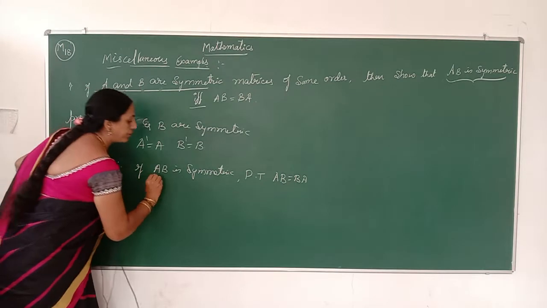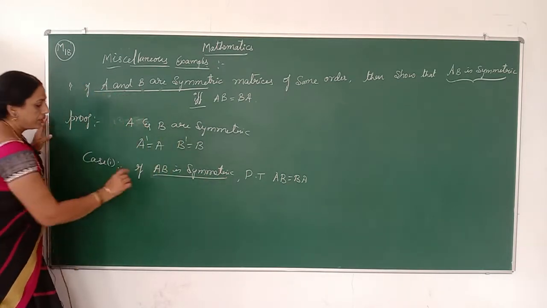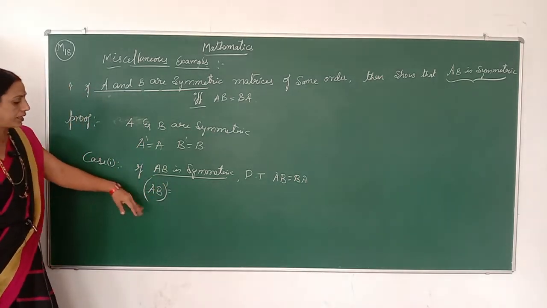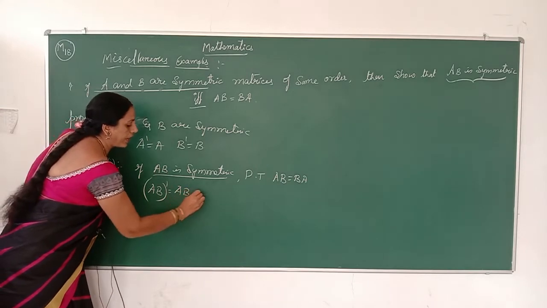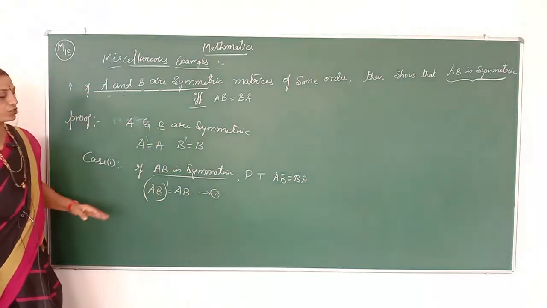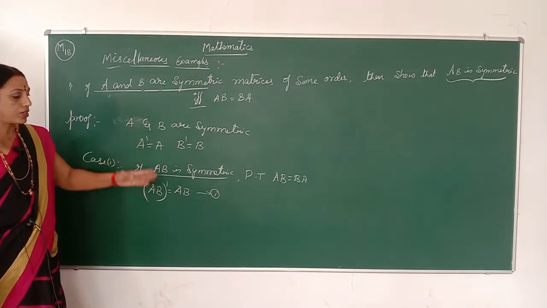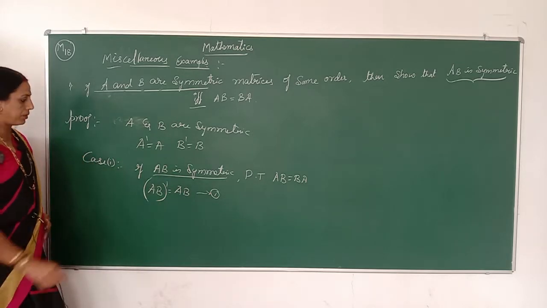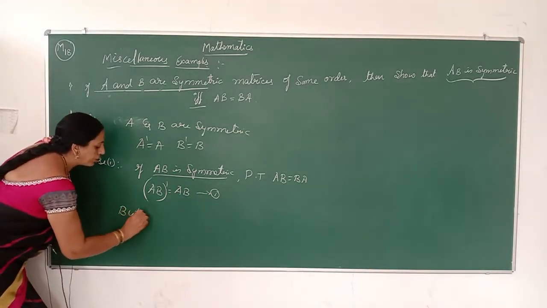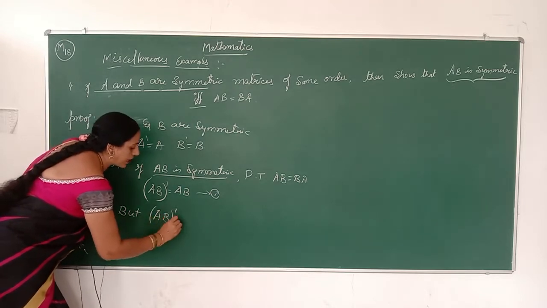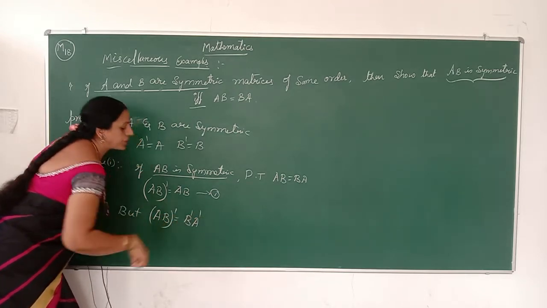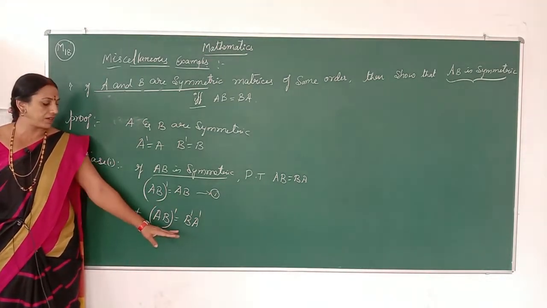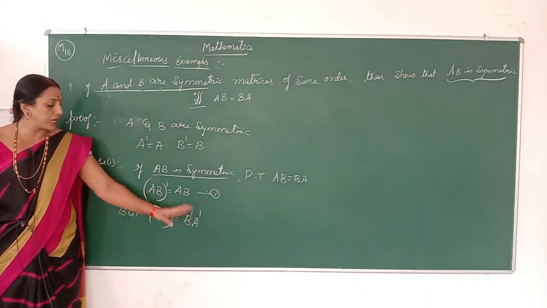First, it is given that AB is symmetric. So AB is symmetric means the definition of symmetric can be written as (AB) dash is equal to AB. Let this be called equation 1. That is the definition of symmetric. According to the definition of symmetric, (AB) dash is equal to AB. But we know that (AB) dash can also be written as B dash into A dash. It's one of the statements of the theorems of transpose of a matrix. It's the fourth theorem of transpose of a matrix.